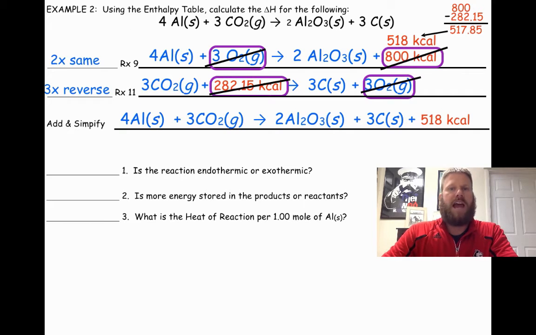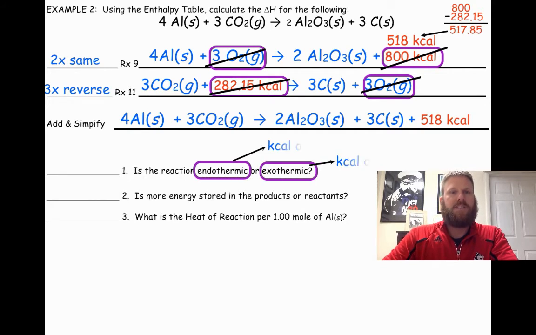When we add the reactions together, we get 4 aluminum plus 3 carbon dioxide produces 2 aluminum oxides plus 3 carbons and 518 kcals of energy. Since the energy is a product, this reaction is exothermic.